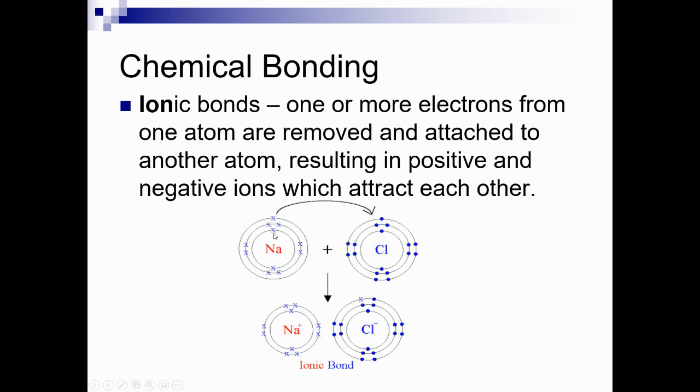So when sodium gives up this electron and the chlorine accepts it, I get a sodium ion with a positive charge. My chloride has 1 extra electron, so it becomes negatively charged. It has 1 more electron than it does protons. Now my 2 ions have opposite charges and opposites attract. So these 2 come very close together because of that attraction, and I get sodium chloride, table salt.